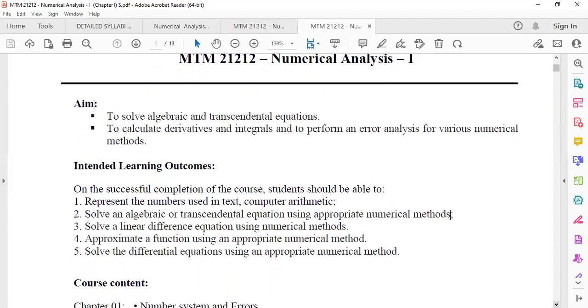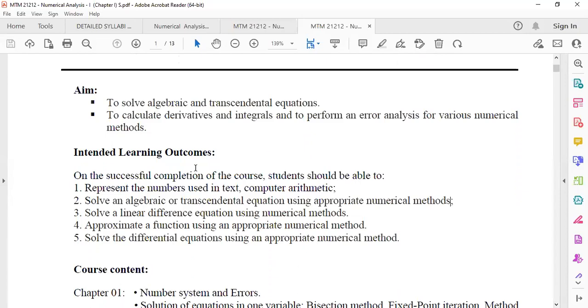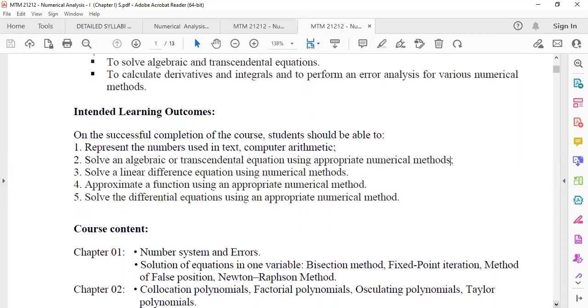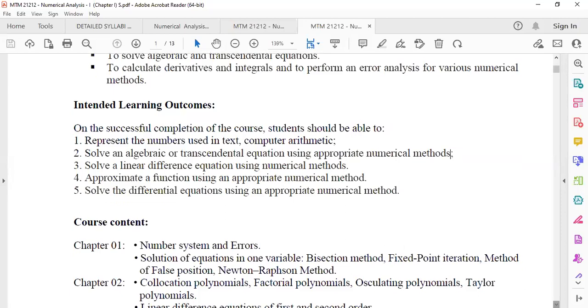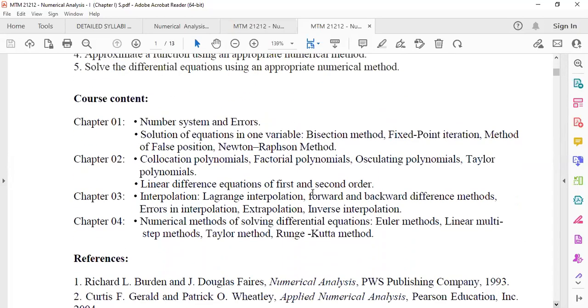Next, let's see the intended learning outcomes. There are five outcomes to be accomplished during this course: to represent numbers using text, computer arithmetic, as well as to solve algebraic and differential equations, linear differential equations, and functions using appropriate numerical methods. The fifth is differential equations. We can see them one by one in the course content.